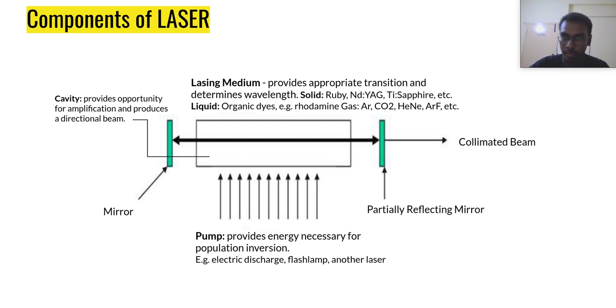Some of the examples are given over here. Next one, we see pump, which provides the necessary energy for population inversion. An electric discharge lamp, a flash lamp, or even another laser can be used as the pump. Cavity, which provides the opportunity for amplification, produces a directional beam. Here we see two mirrors, one is completely reflecting, the other one is partially reflecting. The electrons from the pump reflect back and forth between these mirrors so as to form this collimated, coherent laser beam.